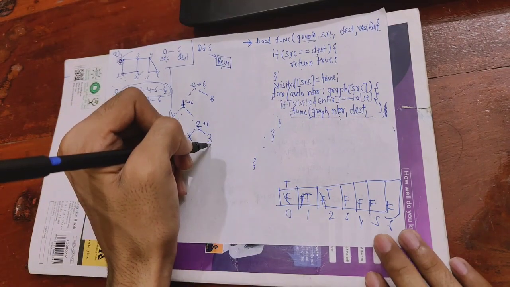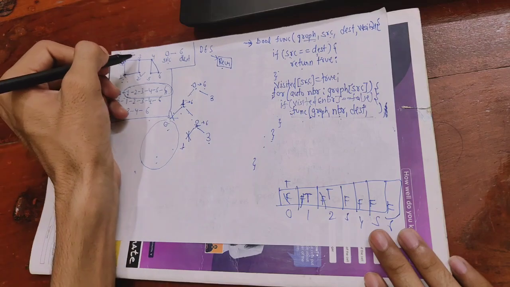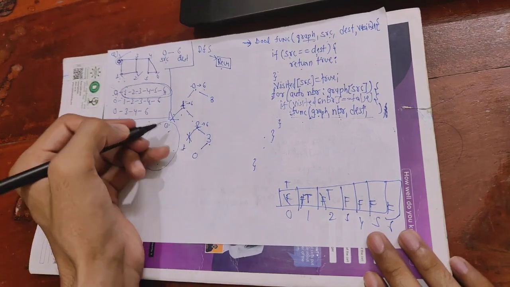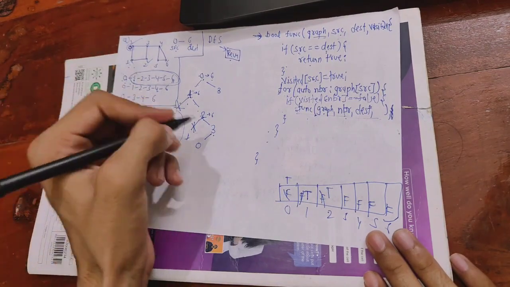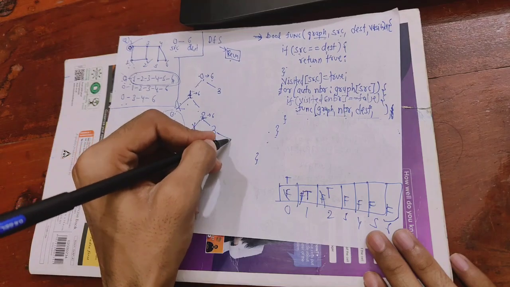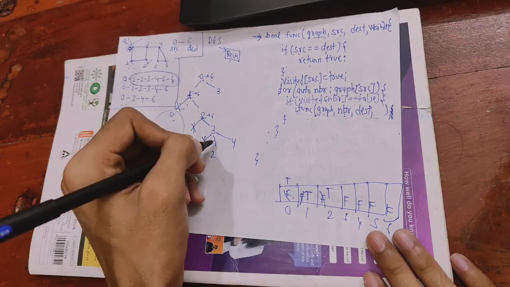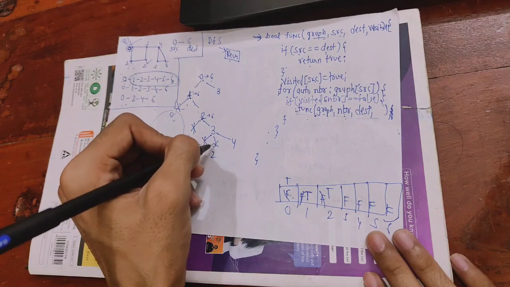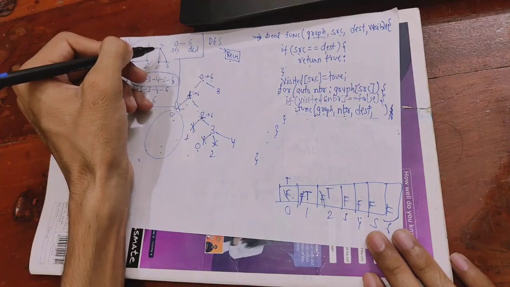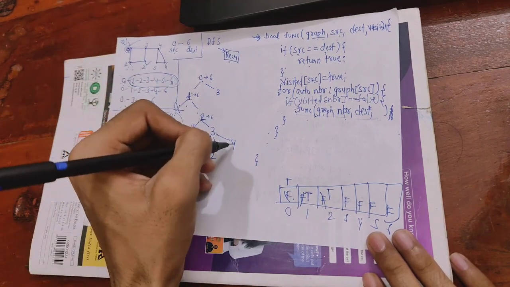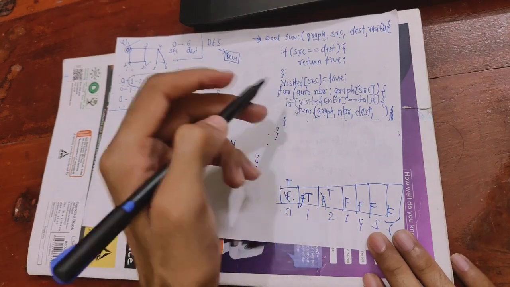Now 3, we came at 3, right? 3's neighbors are 0, 2 and 4. Since 0 is already true, this will not go further. 2 is already true, this will also not go. 4 is false, so we will do a recursive call from this point.